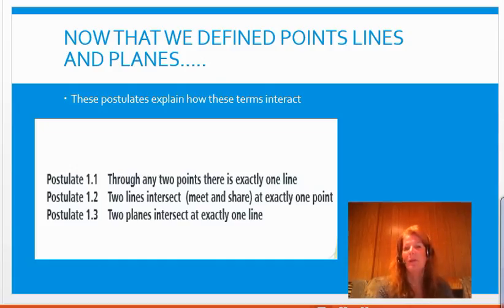Now that we've defined the points, lines, and planes, we're going to use some postulates to explain how these terms interact. Now, I'm not going to read these to you, but you can stop the recording and read them through. What I'm going to do on the following screens is give you demonstrations of these. Please do not be concerned with the numbers. You're never going to be tested on a number.